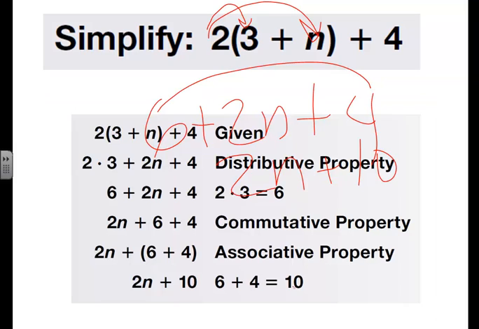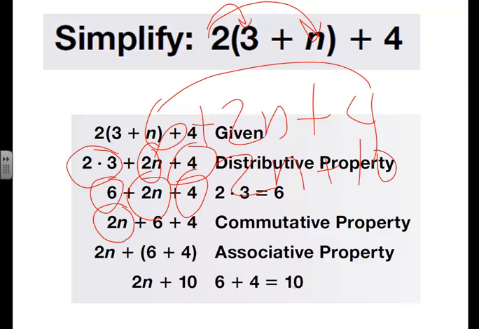So 2n plus 10. So 2 times 3, here's our 2 times our 3, here's our 2 times our n, and here's our plus our 4. So now we've got 6 plus the 4, and we got the 2n. Come down here, you got your 2n plus our 10. There's our 2n plus our 10. So 6 plus 4 equals 10.